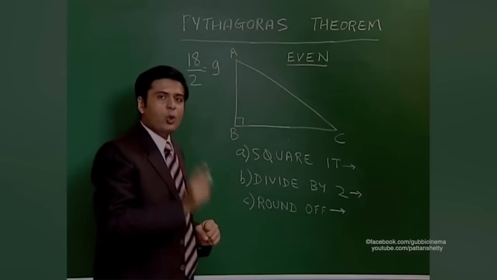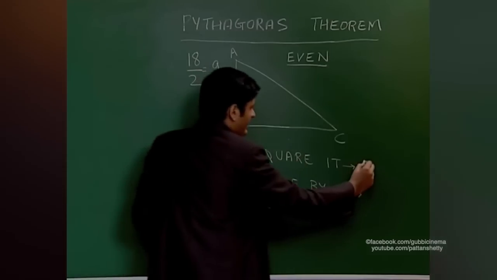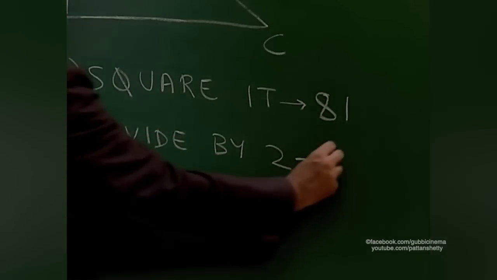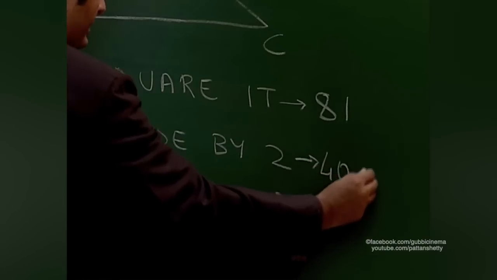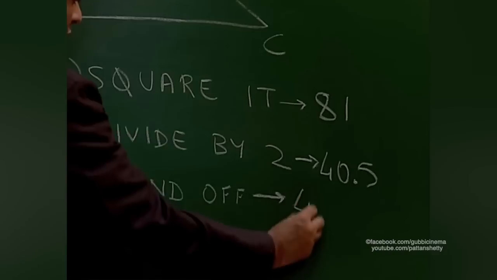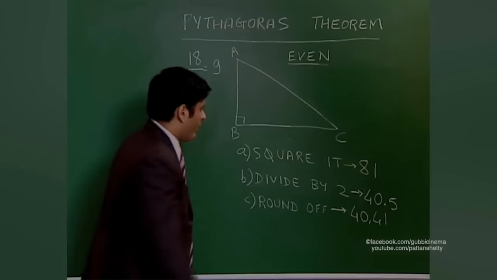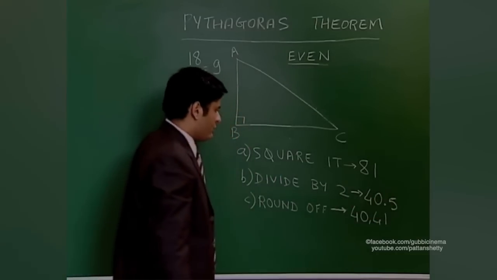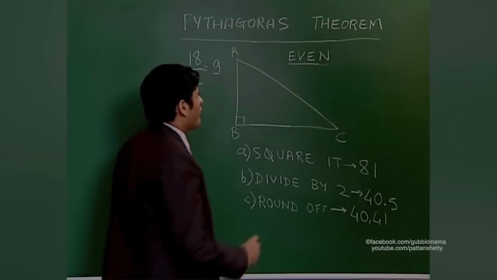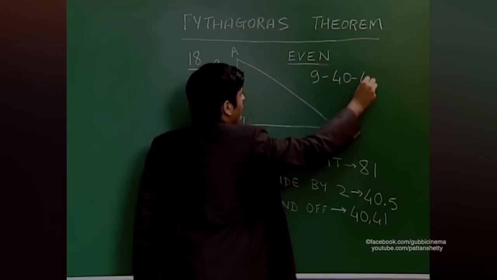So now let me do the whole technique with the odd number. 9, when I square it, I get 81. 81 when I divide by 2, I get 40.5. And 40.5 when I round off, I get 41. So when I round off 40.5, I get the smaller number as 40 and the bigger number as 41. So we know a triplet with 9 is 9, 40 and 41.